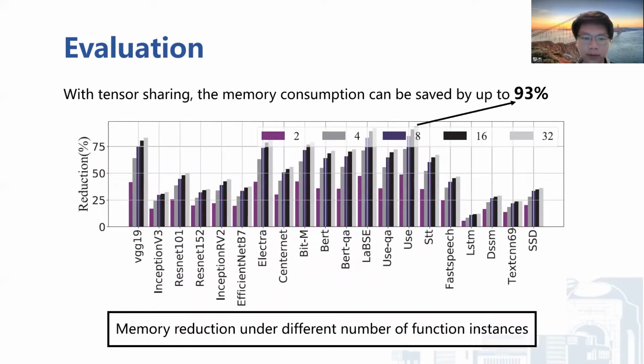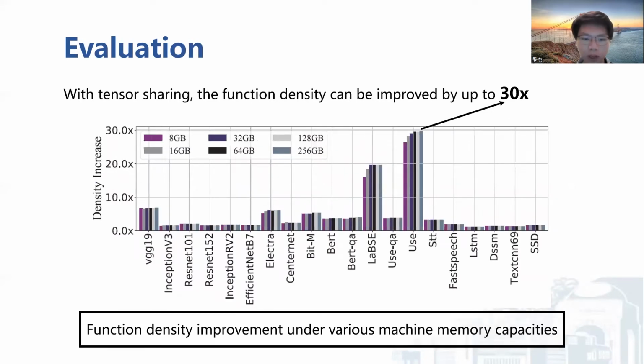This figure shows the memory reduction under different numbers of function instances with tensor sharing. Here we compare the memory consumption of all launched instances with or without tensor sharing. For the USE model, when deploying 32 instances, the memory reduction exceeds 93%. With tensor sharing, the memory consumption has been extensively reduced, so more function instances could be deployed. For the USE model, considering the 256 gigabytes machine memory capacity, the function density would be improved by up to 30 times.